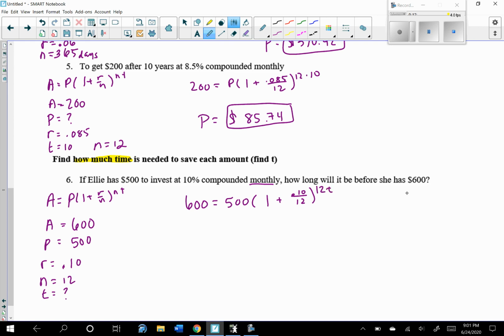So keep in mind when you're solving for a variable, you're doing PEMDAS backwards.